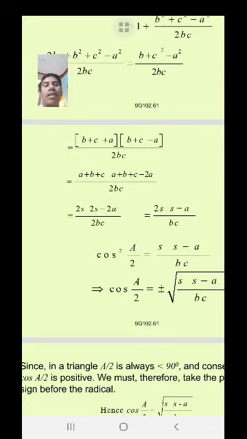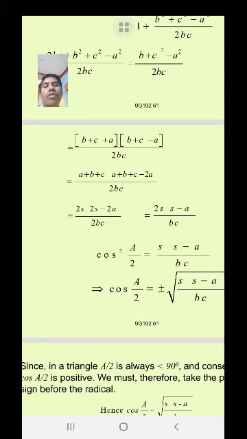Here the bracket is not printed. In the next step, in place of a plus b plus c, which is the perimeter of the triangle, we write 2s. So 2s into the second factor, and in the second factor we have a plus b plus c, so in place of a plus b plus c we can write 2s minus 2a. So 2s minus 2a by 2bc.